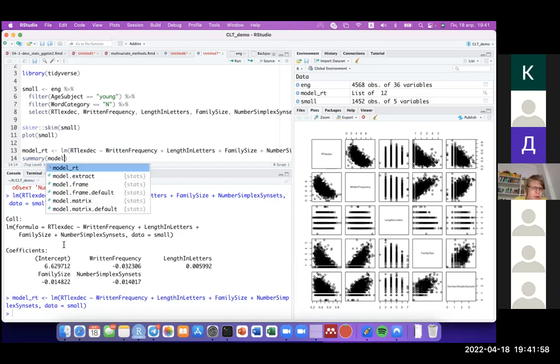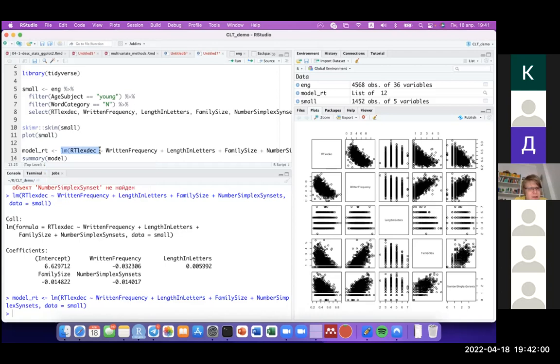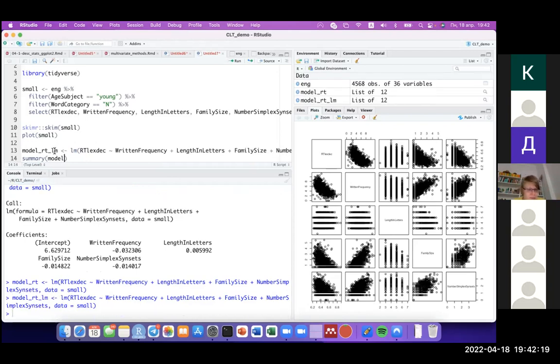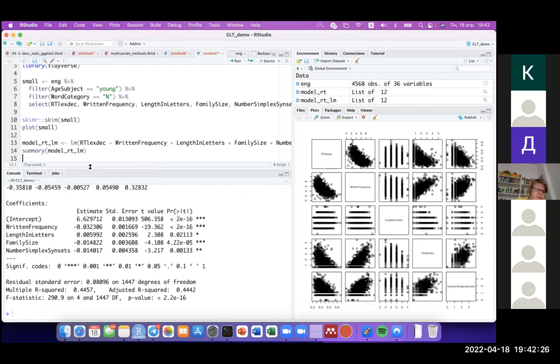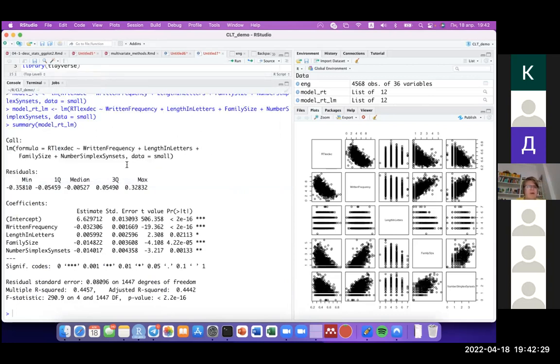So it's better to save this result of the LM function to some variable, for example, model RT. It's actually a good idea to add as a suffix to the name of the model the name of the function that you use for the model. So if it is a linear model, you just add LM. Model RT LM. And get summary, and now you have all this extra information that we had previously.